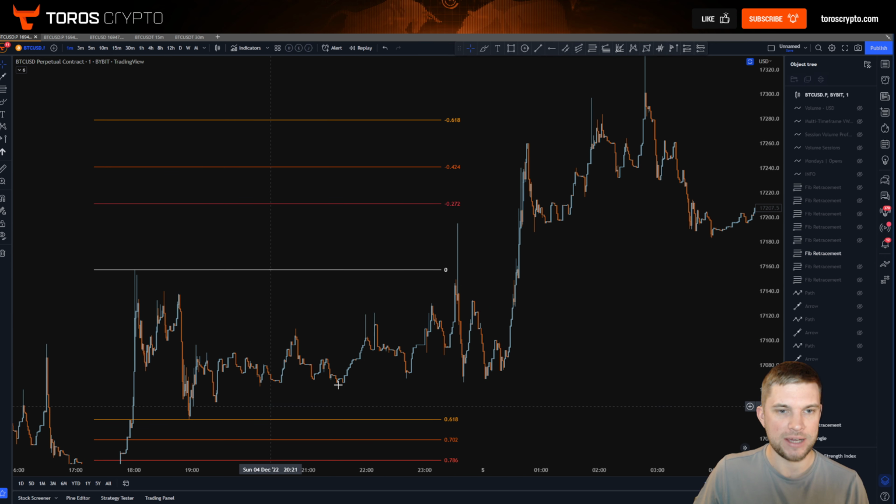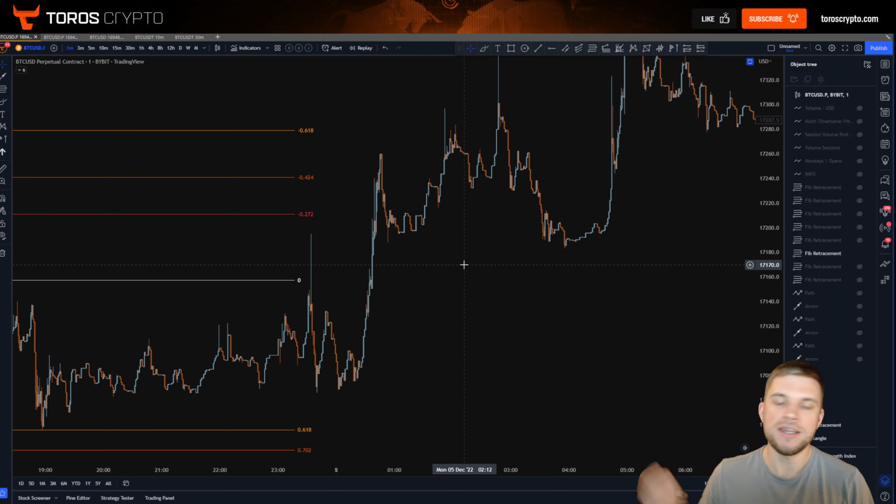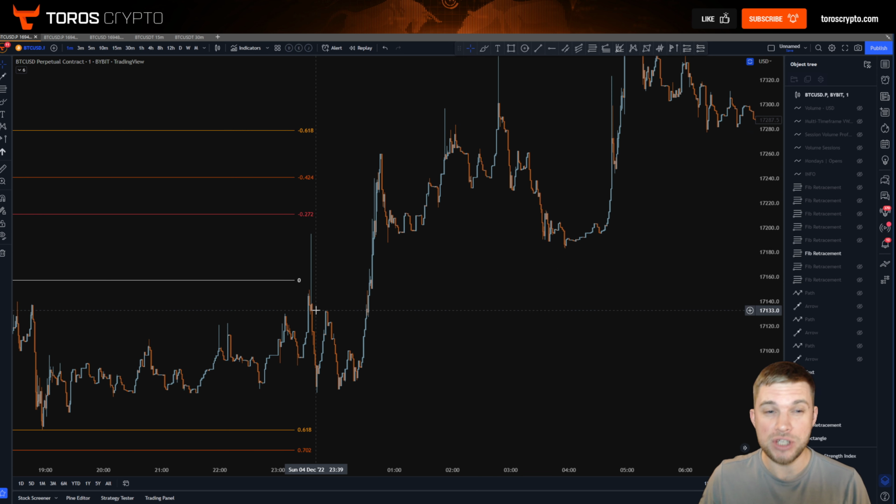That gives you an entry down here if you wanted to take a long position, and your target would be all the way up here. And you can see kind of the reactions that you're getting from this. Now, of course, like I say, it should be used in confluence with other things, but just showing them on the chart on their own, it makes sense. Okay, it is making sense.